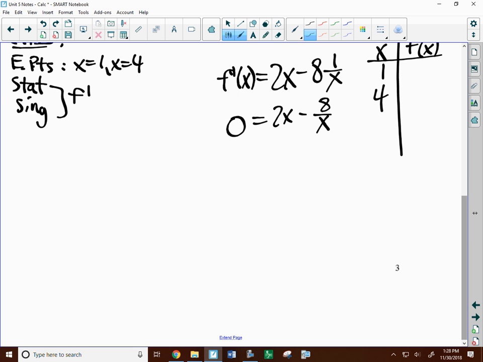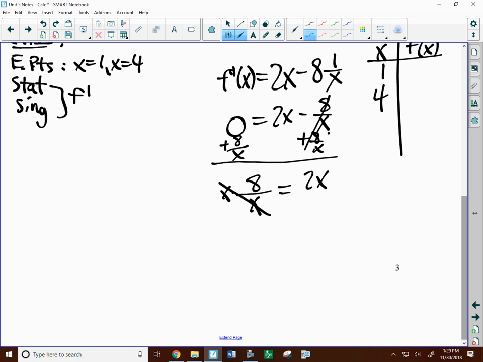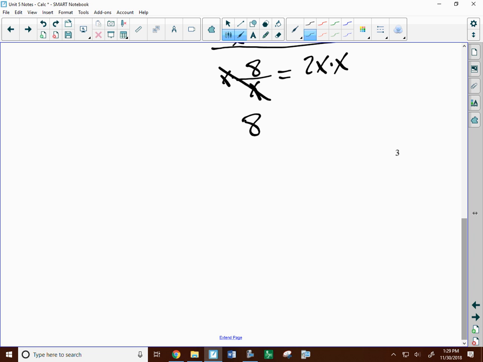You can clear the denominator now. I'm going to just go ahead and add this term, 8 over x, to both sides. Or I can subtract 2x. I'm just getting one term to one side and the other to the other side. So I've got 8 over x equals 2x. Now I need to clear the denominator or cross multiply. It's going to be the same thing here. I'll just clear it by multiplying by x. So I got 8 equals 2x squared.